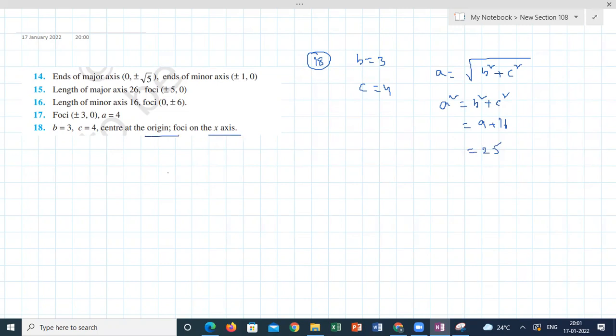Focus is on the x-axis. So the equation of the ellipse is x square by a square plus y square by b square is equal to 1. From these two data only I can decide like this. So x square by 25 plus y square by 9 is equal to 1 is the equation of the ellipse for this data.